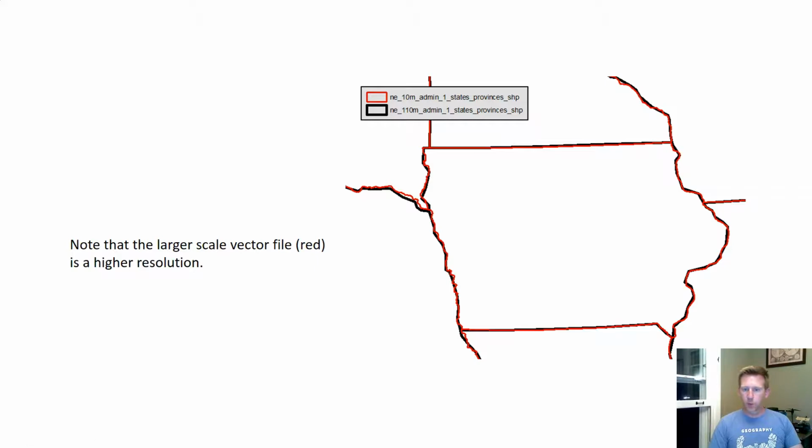So the question is, why would we ever use something that was worse resolution? Why does it ever make sense to do that? This is a good illustration of the boundaries of Iowa at 2 different resolutions, again taken from that Natural Earth data set. This is in red, 1 to 10 million, and in black, 1 to 110 million. So the black is a much coarser resolution. In the red map, you can really see a good bit of detail, especially in some of these regions in western Iowa and around the border here.